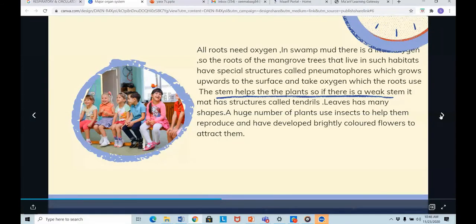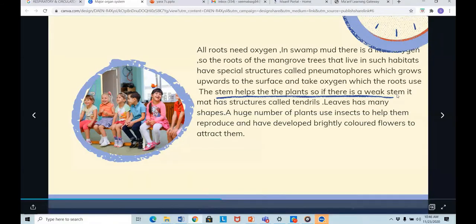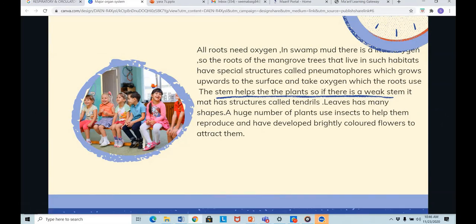All roots need oxygen. In the swamp, the soil is waterlogged. I cannot read this, so can I move to the second line? Yes. The roots of the mangrove trees that live in such habitats have special structures called pneumatophores, which grow upwards to the surface and take in oxygen, which the roots use.